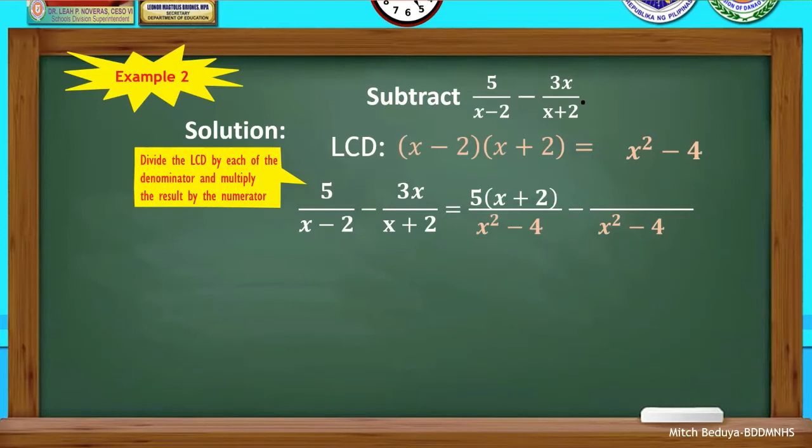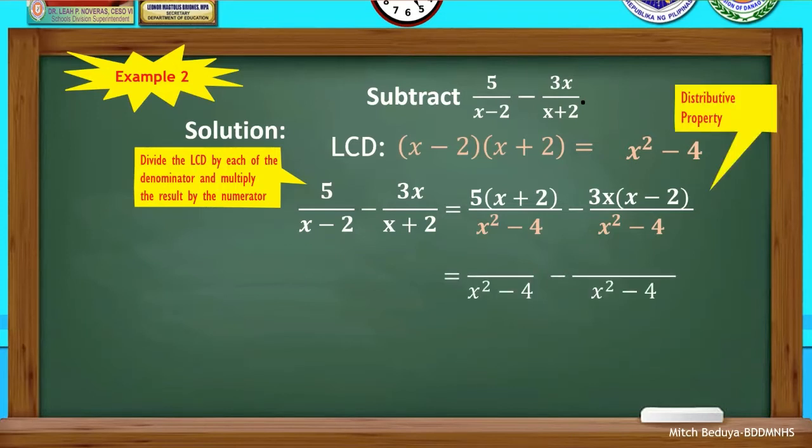And divide x squared minus 4 by x plus 2. That is x minus 2. Then multiply this by 3x. By distributive property, the fractions become (5x plus 10) all over (x squared minus 4) and (3x squared plus 6x) all over (x squared minus 4).